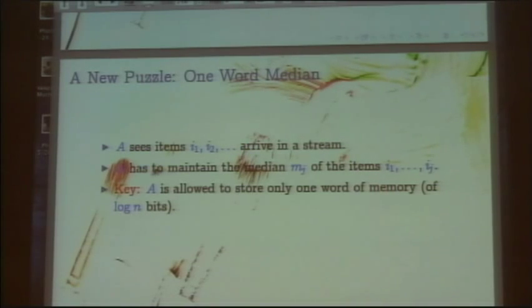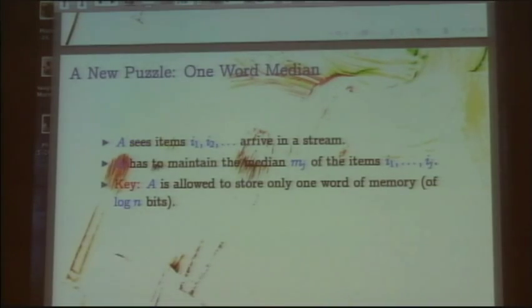If you think about it, median is a very complicated aggregate. It's not as simple as the average. You'll soon be able to prove that in the worst case, you cannot exactly keep track of the median. So you may want to weaken the problem in order to make some progress.